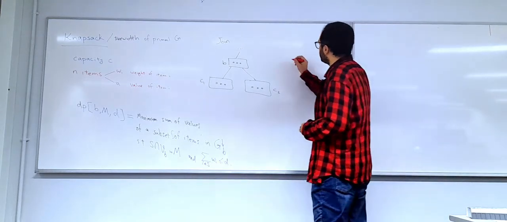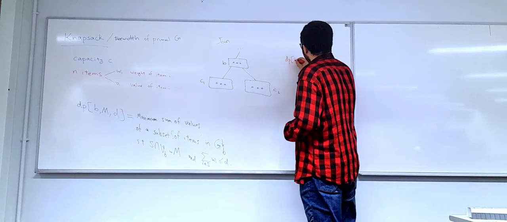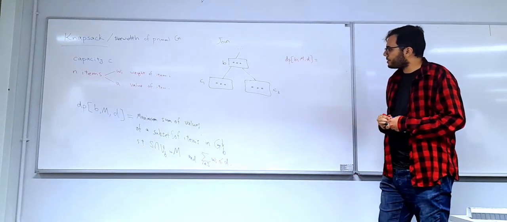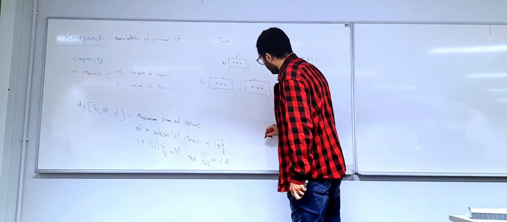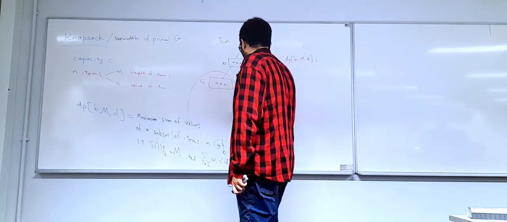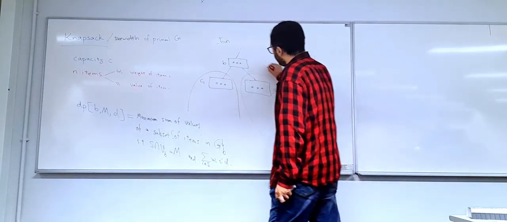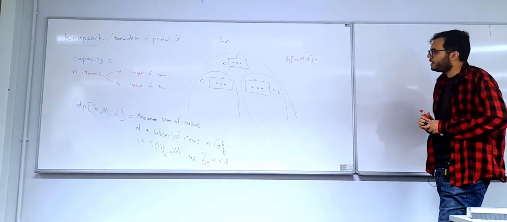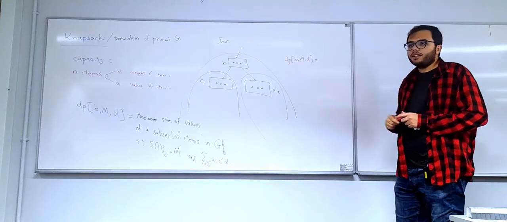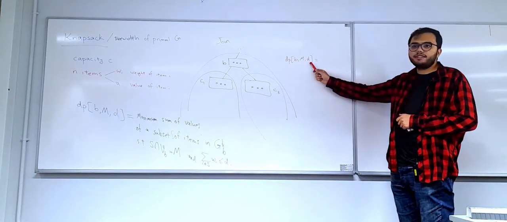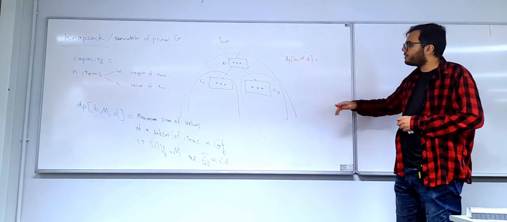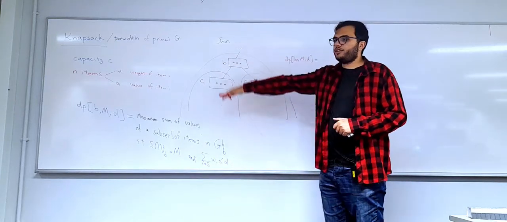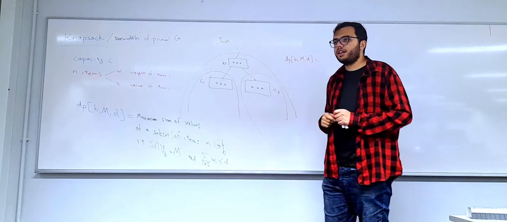Now I want to compute dp of B, M, and D. Now let's see what happens here. So I used to have a boundary graph here and another boundary graph here. And now I have a much larger boundary graph that contains both of them. Okay. Now, what does dp of B, M, D mean? I have a knapsack that has capacity D. And I can fill this knapsack using all the elements that appear anywhere here in this larger boundary graph.